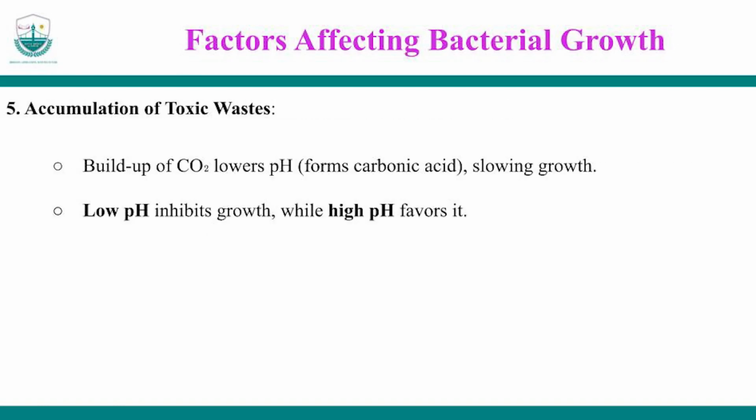And then we have accumulation of toxins. The toxins can disrupt their metabolic processes. The toxins can also result in a low pH, which inhibits growth, and there is also a buildup of carbon dioxide that lowers the pH because of the formation of carbonic acid.